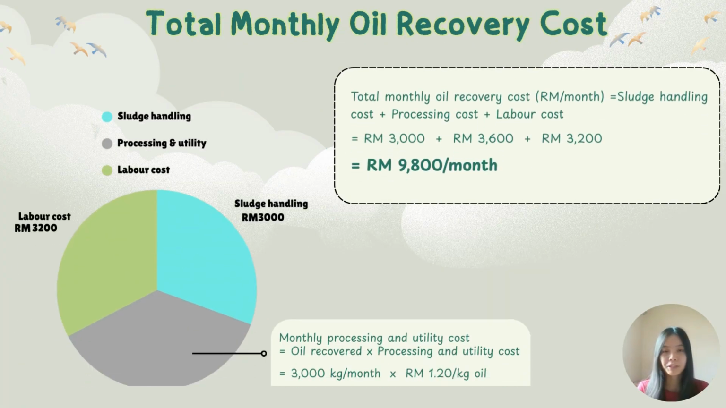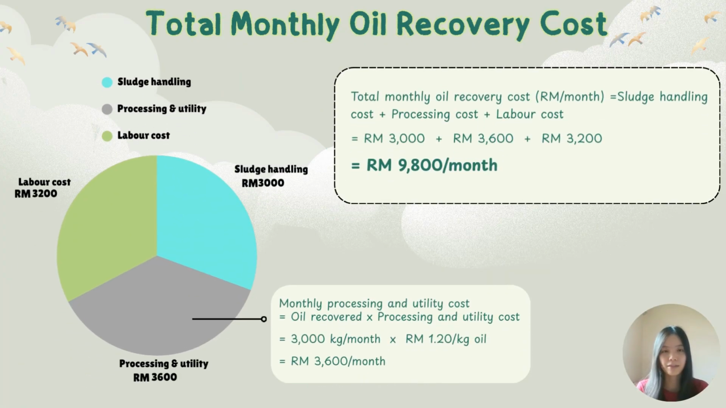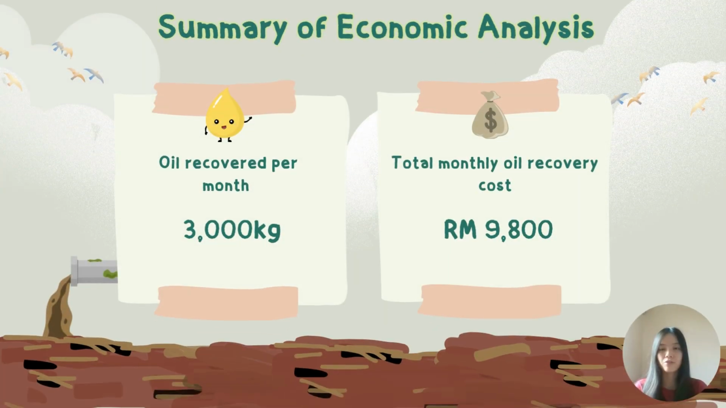Next, we consider the total money cost of the oil recovery process. The sludge handling cost is 3,000 ringgit, while the processing and utility costs amount to 3,600 ringgit. The labor cost is 3,200 ringgit, and therefore, the total money cost of oil recovery is 9,800 ringgit. To summarize, we recovered 3,000 kilograms of oil per month with a total money cost of 9,800 ringgit. Next, we will look at whether the revenue from selling this oil can offset the cost.